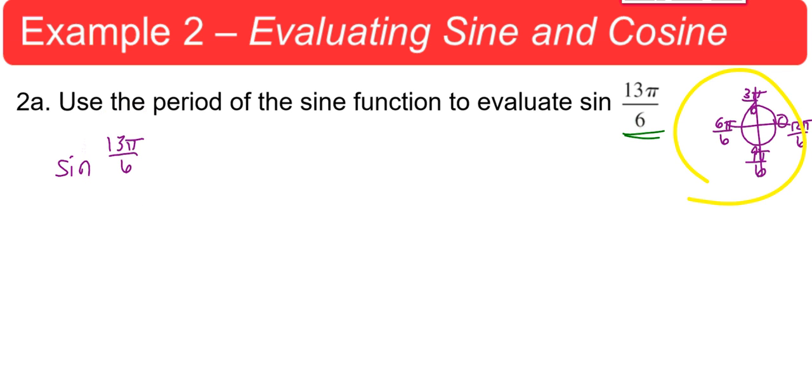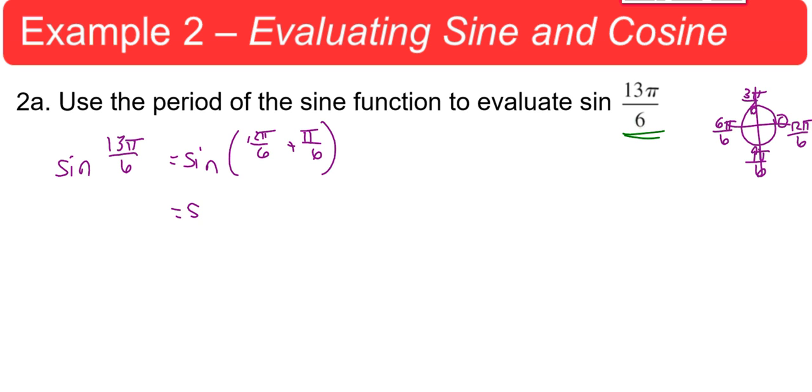What does that mean? This is the sine of 12 pi over 6 plus pi over 6. We'll say that's the sine of 2 pi plus pi over 6. And if we can say it's 2 pi plus something, or even a multiple of 2 pi, we can say that's the sine of pi over 6. And then hopefully we know that the sine of pi over 6 is 1/2.